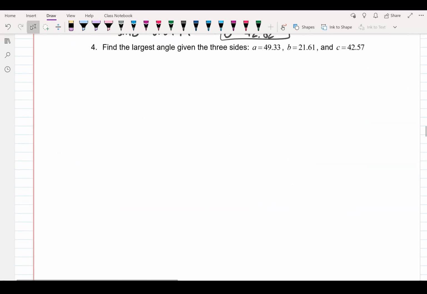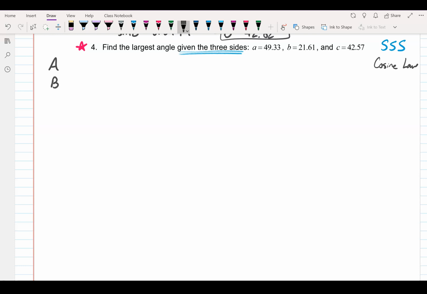So, question 4. Question 4 is a little bit of a tricky one. I'm going to put a little star by it. It says, find the largest angle given the three sides. So find the largest angle in this triangle given three sides. So it says we're given the three sides right away. I don't even need to read the rest of the question to know that I've been given three sides, which means I'm going to use law of cosines, or in other words, the cosine law. That's before I do anything else. I know that three sides is automatically the cosine law, so you get that for free.